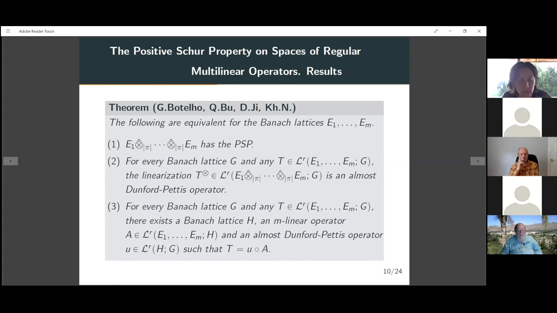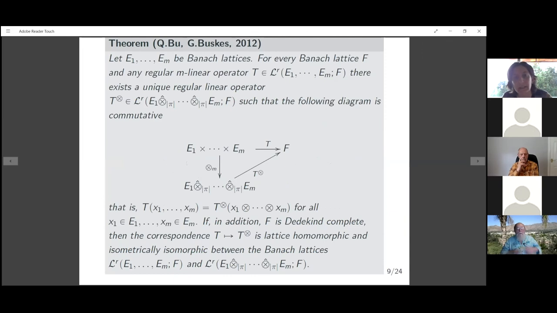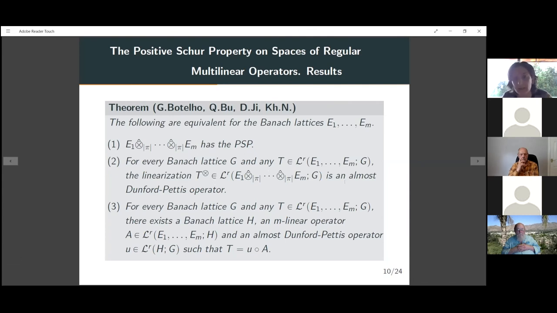For example, here I want to introduce point two: for every Banach lattice G and any regular M-linear operator T, this linearization that we had in the Wu-Vasquez theorem, this T tensor here, not only exists and is unique, but is also an almost Dunford-Pettis operator. And the third point is kind of obvious, that it follows from two: for every Banach lattice G and any multilinear regular operator T, there exists a Banach lattice H, an M-linear operator A from the Cartesian product to H, and an almost Dunford-Pettis operator U from H to G, such that T is the composition of U and A.